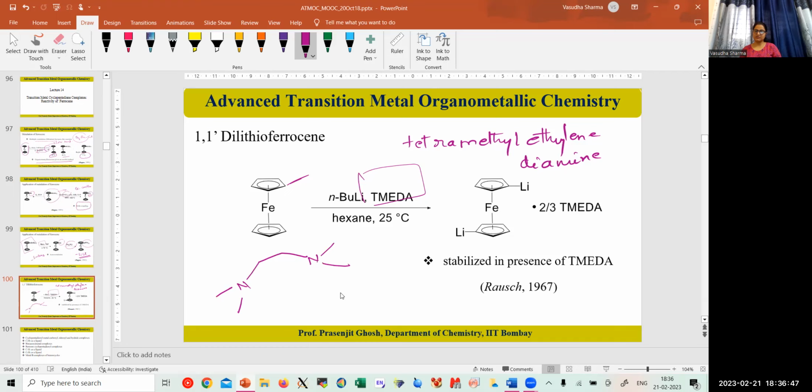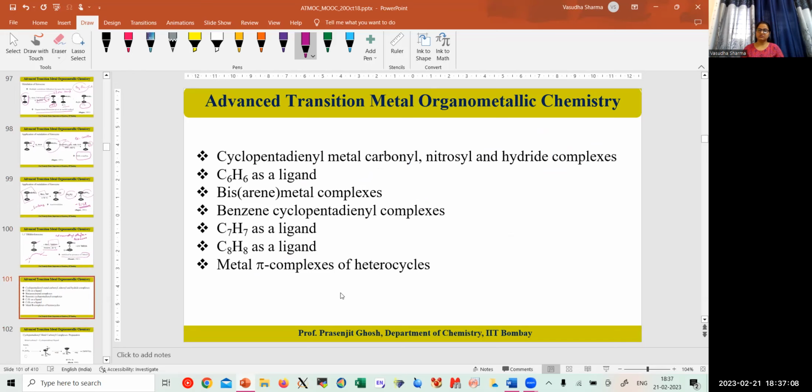So this becomes a very strong base to take up the proton, and therefore you get a lithium with the di substitution. And this is only stabilized when we have TMEDA in our reaction mixture. So you have to maintain this particular temperature. Now, we have seen how the ligands have been taken into the picture.